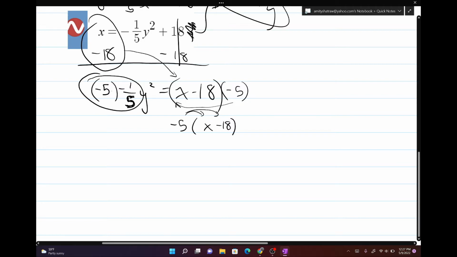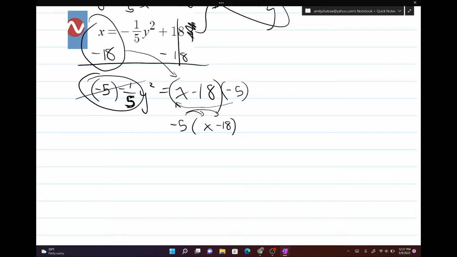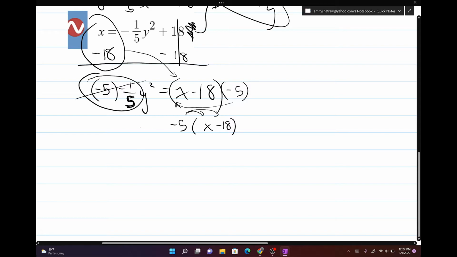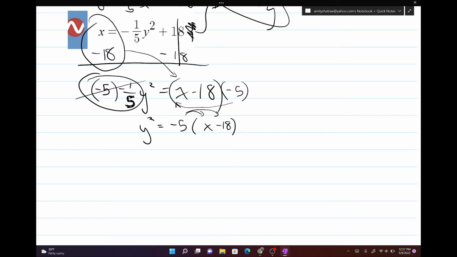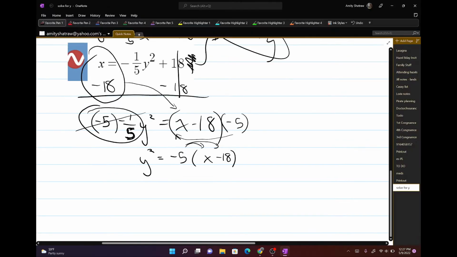Right here, we know that part canceled out. 5 times 1/5 is 1, or 1/5 of 5 is 1. So I just have, ready, y squared equals that negative 5 times the quantity x minus 18. And it looks good. What do we do from here? We take the square root.